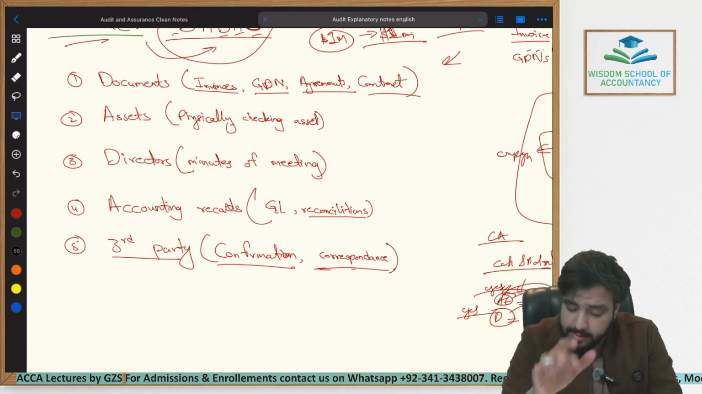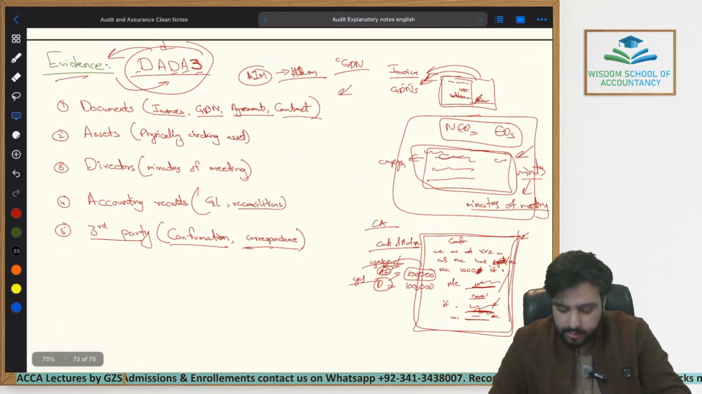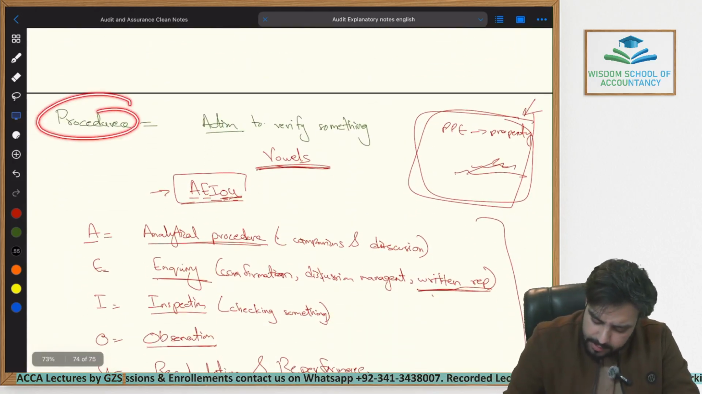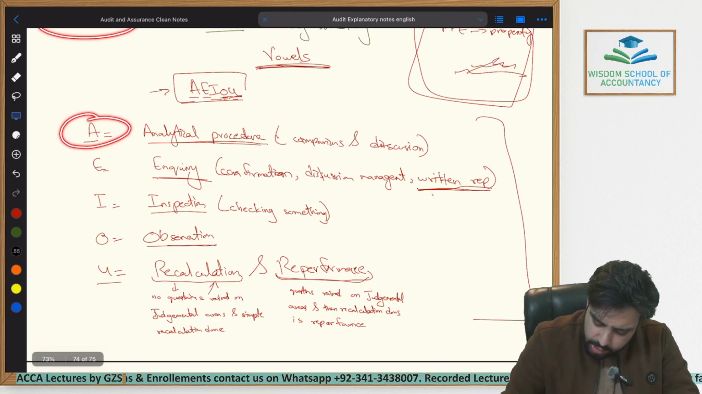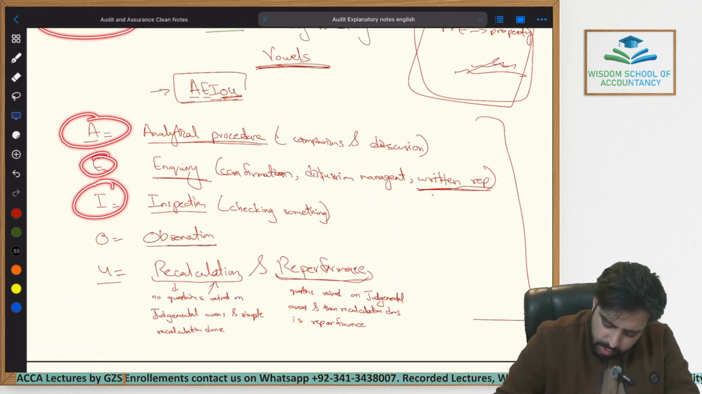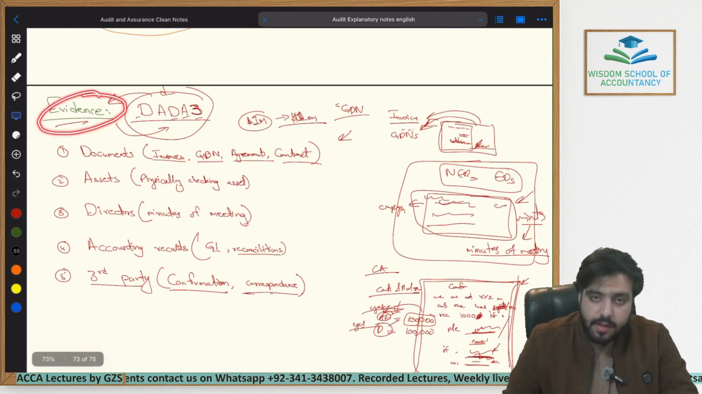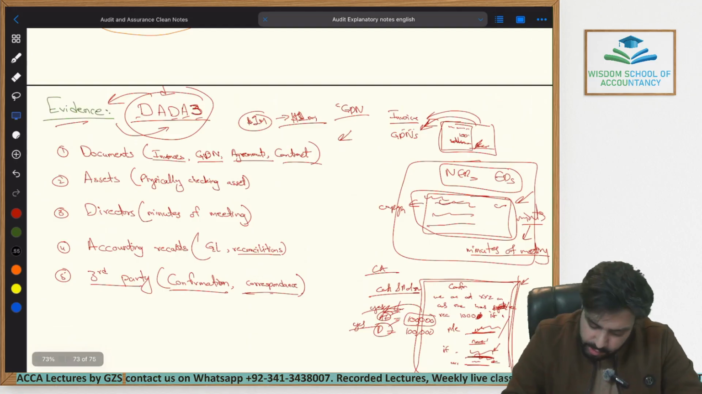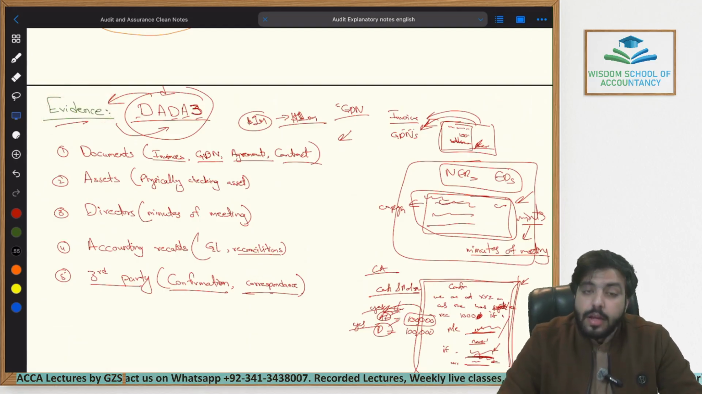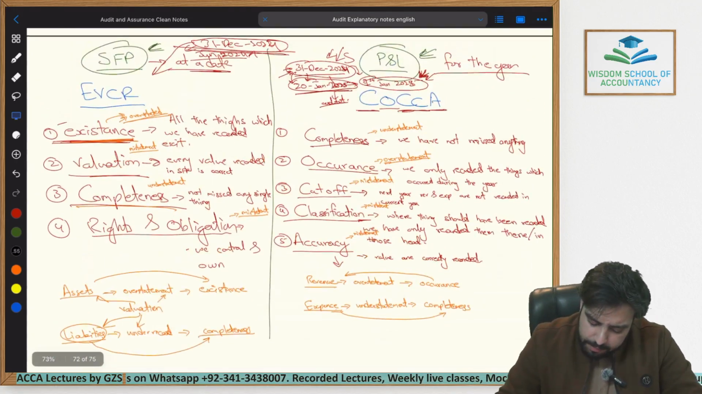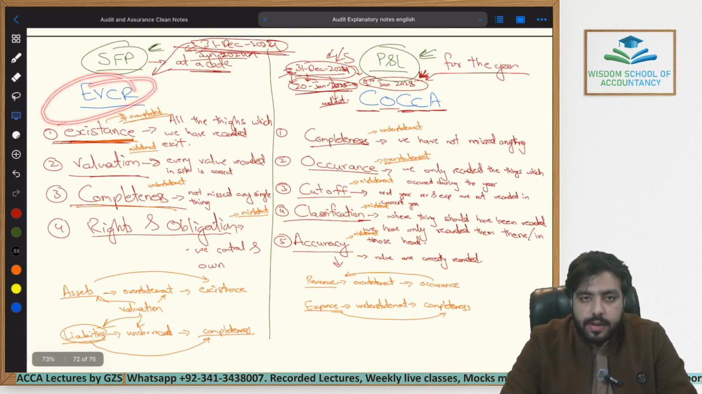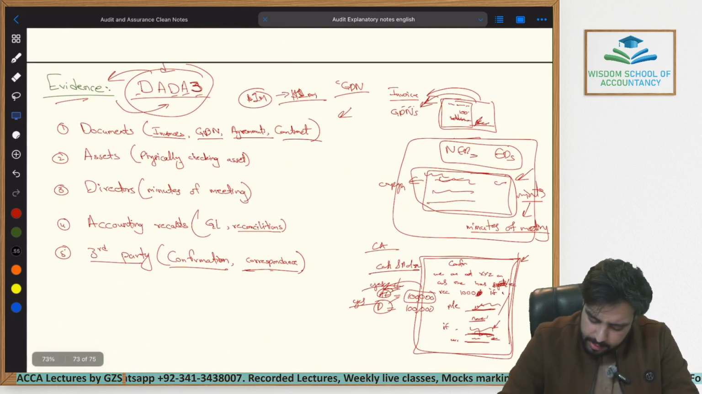You can look at it from three different angles. Either you can start with the procedure: is this the procedure I can perform? Okay, I can perform inspection of what? Let's move towards evidences. Or you can start making a procedure from the evidence itself. First, we made a procedure by starting from the assertion level. Now, let's try to make a procedure by starting from the evidence level.